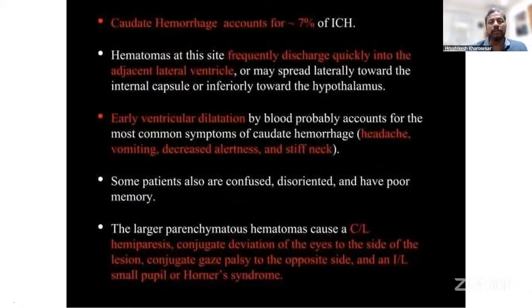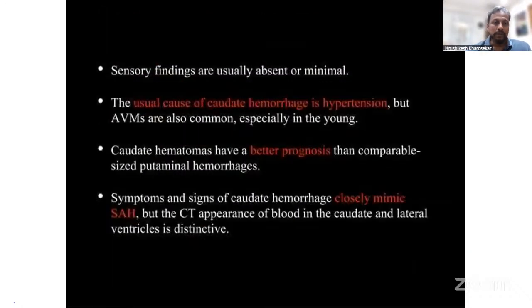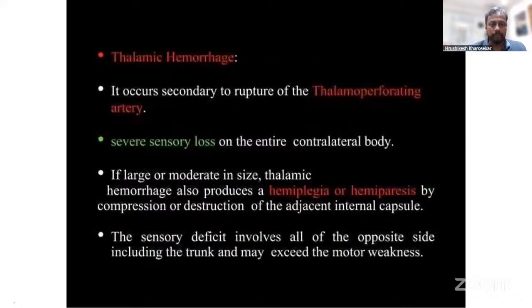Caudate hemorrhages account for 7% of these. These patients frequently have a tendency of decompensation into the ventricles. So they can have an early ventricular dilatation, presenting with headache, vomiting, a decrease in sensorium, and neck stiffness. Sensory findings in these are usually minimal or absent. The usual cause for caudate hemorrhage is hypertension.